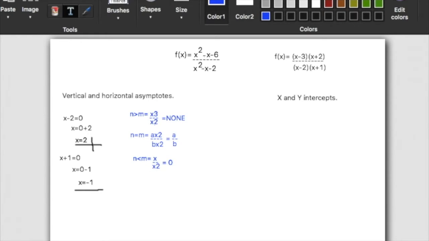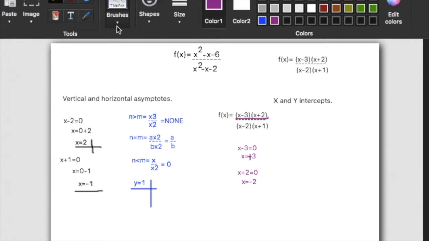In the original function, we can see that the exponents are equal. They are squared both up and down, and following the rules already mentioned, we will have to make a division. In this case, we will divide 1 over 1, and the result clearly will be 1. I will write it, and it will be y equals 1. This will be our horizontal asymptote.